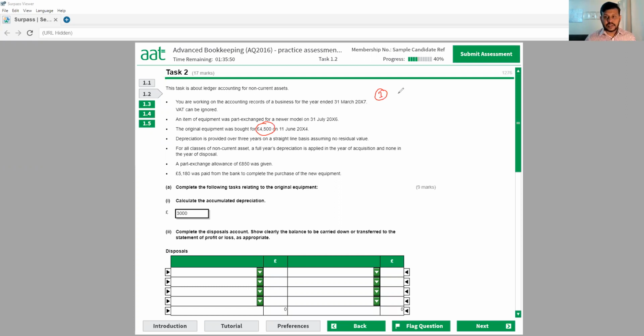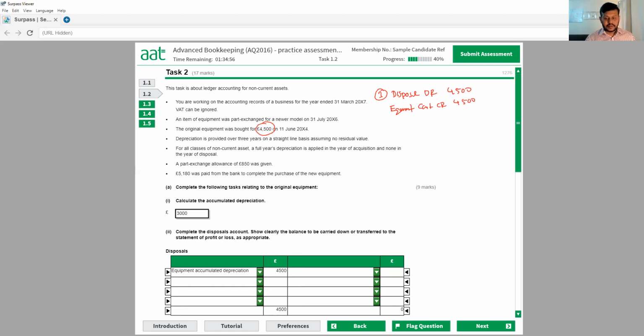So disposal debit 4,500, and non-current asset, that is equipment here, it could be a machine, could be anything, equipment cost credit 4,500. So disposal debit, equipment credit. Now it is a disposal account, so on the debit side, I'm going to write equipment. We don't have to type it, we can choose the right one from the drop down list. Equipment 4,500.